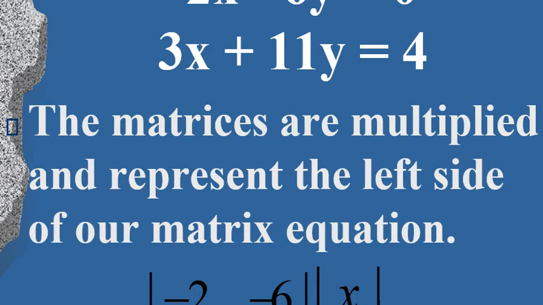Let's go back. The matrices are multiplied and represent the left side of our equation. So it looks like this. Negative 2, negative 6, 3 and 11, times x and y. There will be a shortcut to it, but I would start with this because when we go into Algebra 2 Part 2, you might talk more about matrices. You're going to need to know all this stuff. Okay, next.